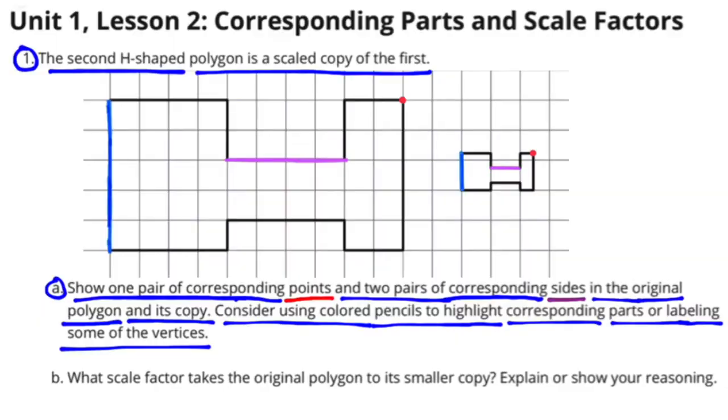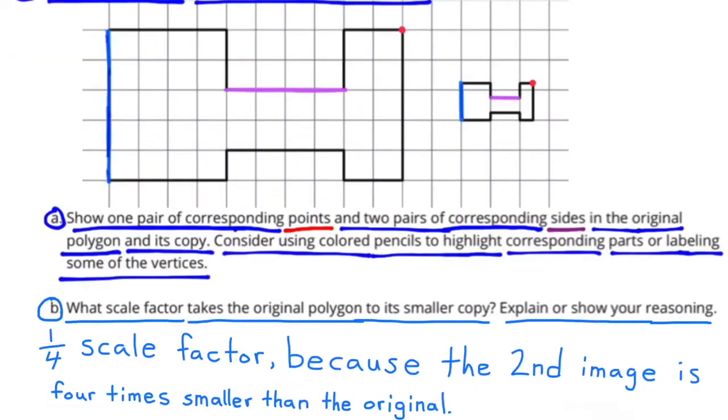I used blue and purple to highlight corresponding line segments, and I used a red dot to identify a pair of corresponding points. B. What scale factor takes the original polygon to its smaller copy? Explain or show your reasoning. It is a 1/4 scale factor because the second image is 4 times smaller than the original.